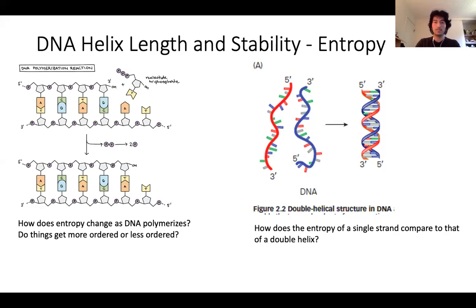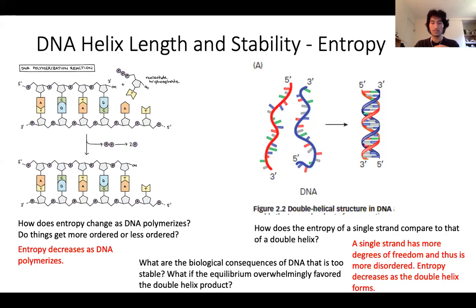In the process of DNA double helix formation, although there are gains in terms of base stacking, there's also a trade-off. You're forming more and more ordered structures, and as a result there's an energy penalty that offsets the gains. So I think this is a pretty important question that I would like to leave you all with: what are the biological consequences of having a DNA double helix being too stable?